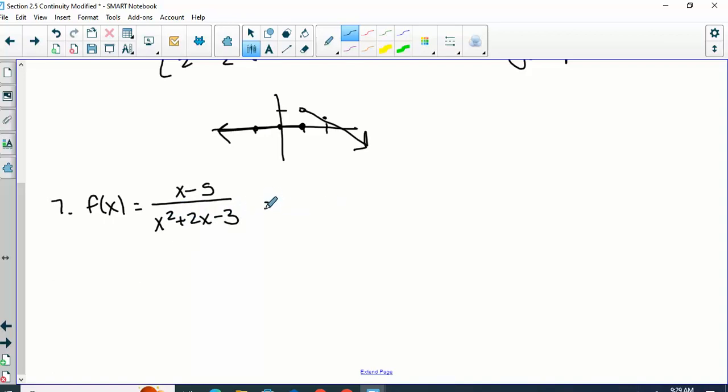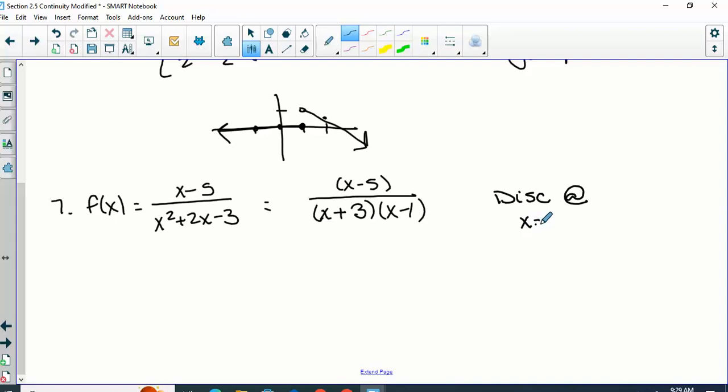So what should I do on this one? So the bottom, multiply to negative 3 and add to positive 2 will be plus 3 and minus 2. Does anything cancel? We still have two discontinuities. And it's what makes the bottom 0. So that would be at x equals negative 3 and x equals positive 1.